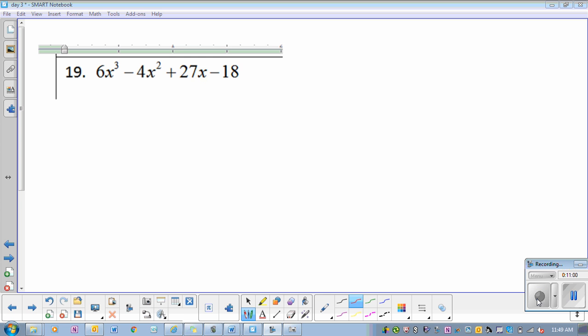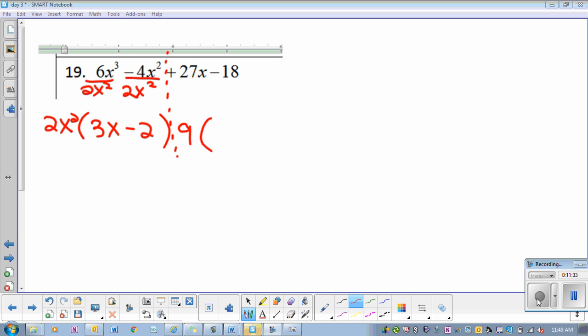Okay. So number 19. 1, 2, 3, 4 terms. I need to see if they have a GCF for the whole thing. 6, 4, 27, 18. 27 is 9, 18 is 9. Not for the whole thing, right? Yeah. So we're going to divide it in half. Find the GCF at the left-hand side. 2x squared. So divide everything on the left by 2x squared, and you get 3x minus 2. On the right-hand side, 27 and 18. 9.